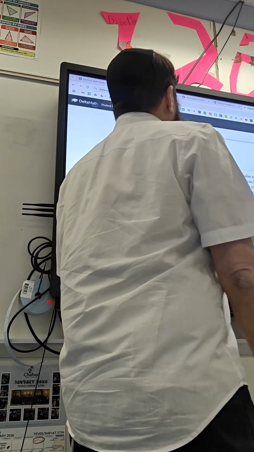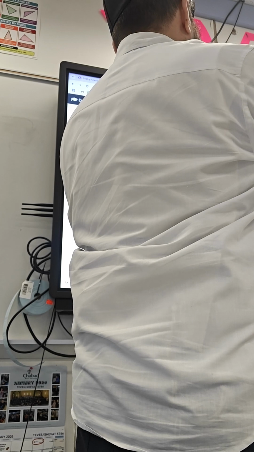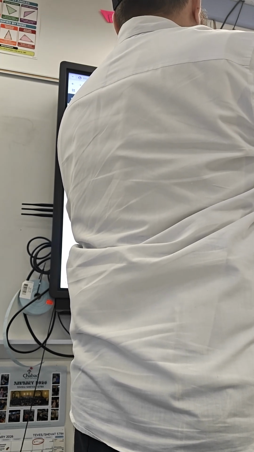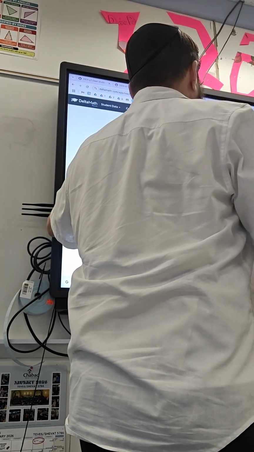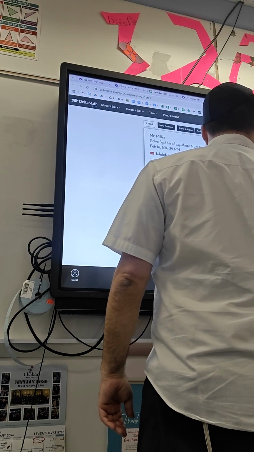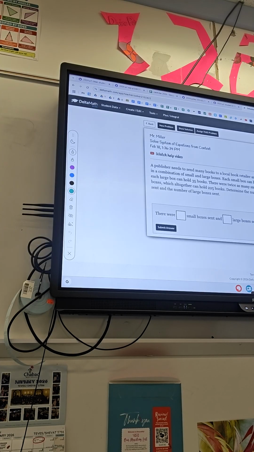This one is going to be on the test. A publisher needs to send many books to a local retailer and will send the books in a combination of small and large boxes. Each small box can hold 20 books and each large box can hold 35. So this we're actually solving, so I need to annotate here. I'm going to call S for small box and L for large box.